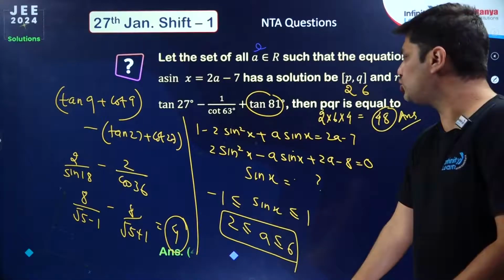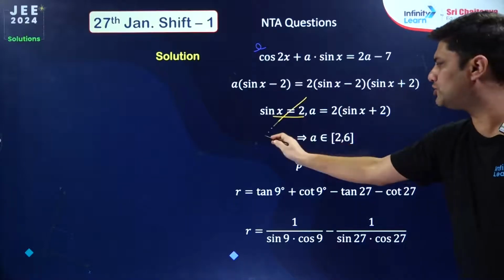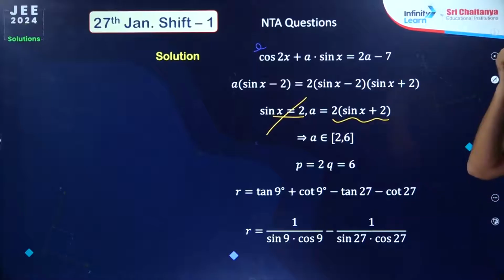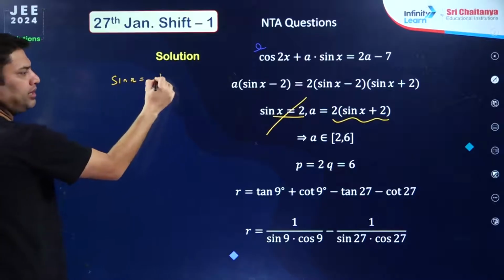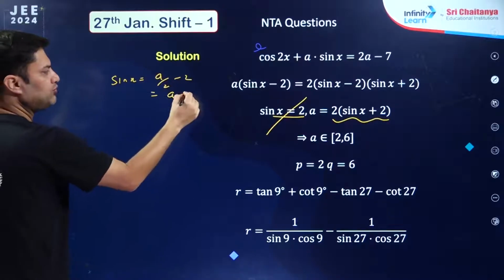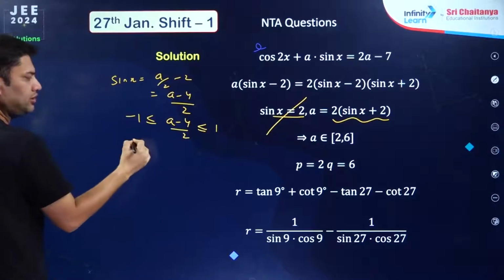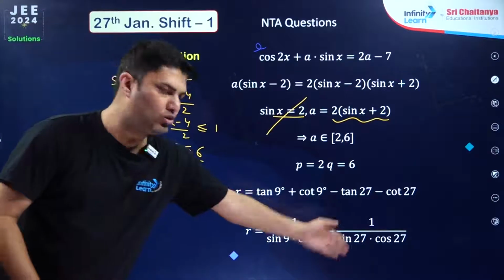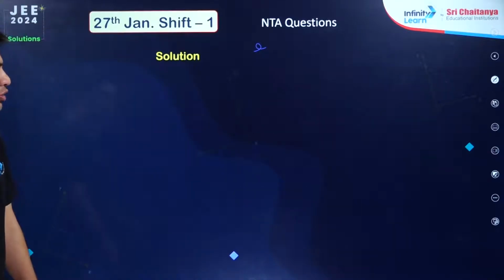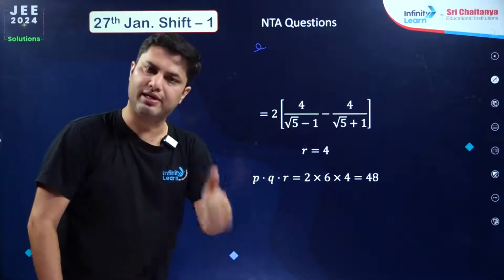Let me show you the solution also. Yes, 48 is the right answer. See, you get sin x equal to 2, which is not possible. Then the other one is actually coming out to be (a minus 4) by 2. So sin x is coming out to be a by 2 minus 2. If you put it in minus 1 to 1, this will be 2 to 6, obviously. And this I already told you. The answer is 4, 2 by sin 18, 2 by cos 18, and you got the answer. 48 is the right answer.